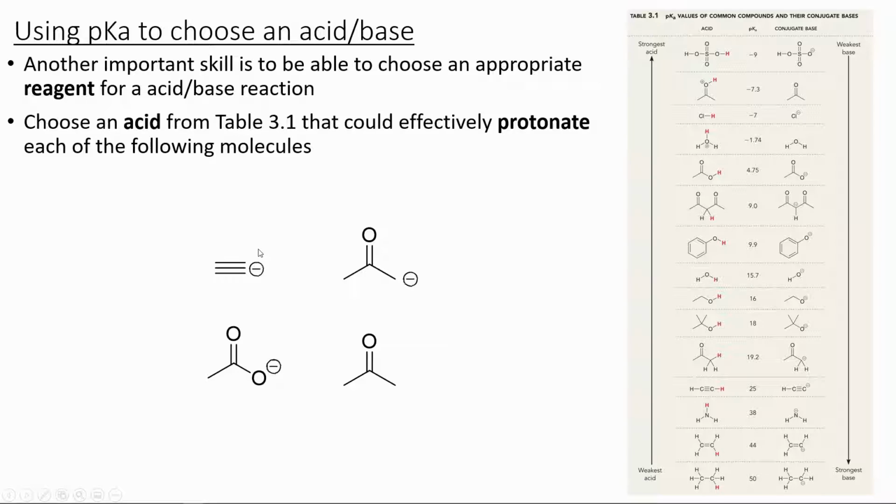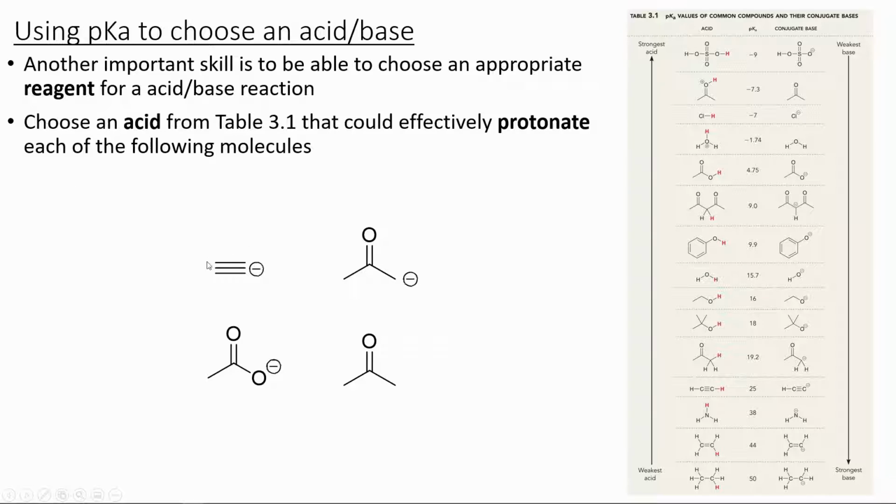When we start to do reactions, there will be a lot of places where we want to generate a negative charge and use a base or an acid to protonate or deprotonate a molecule. And so in order for us to do that, we need to make sure that we choose an acid or a base that's strong enough to deprotonate a molecule.